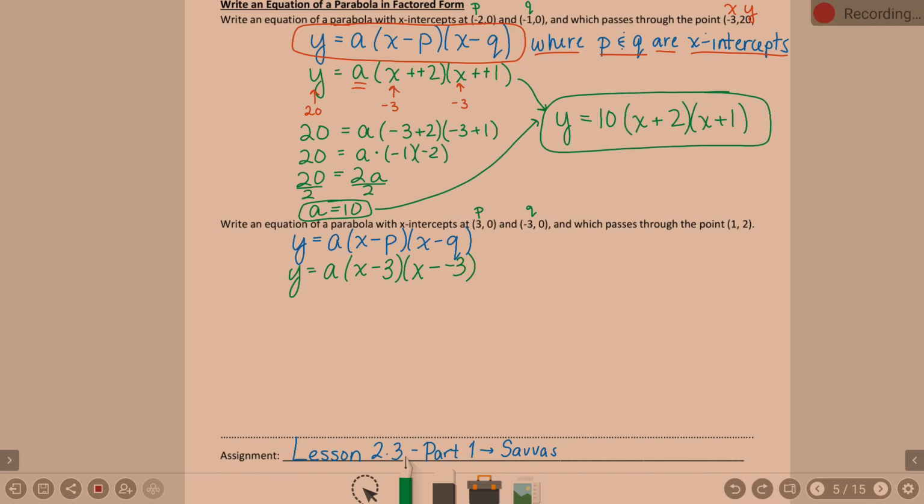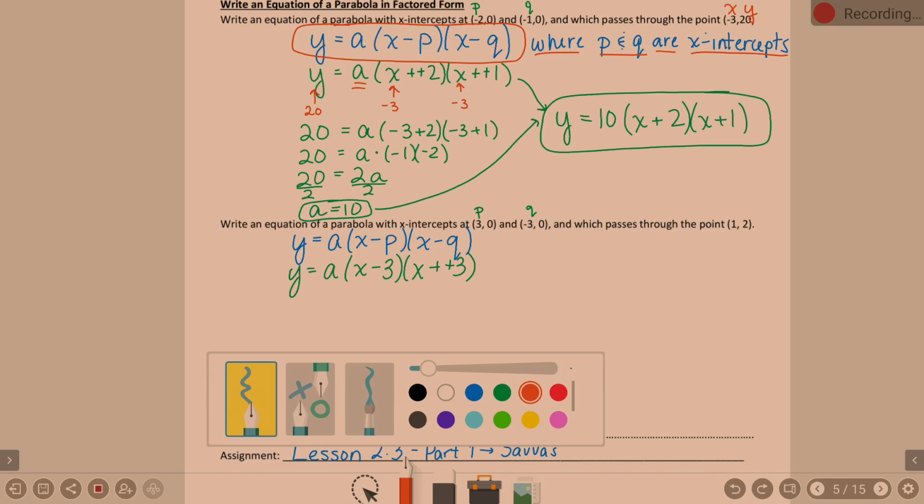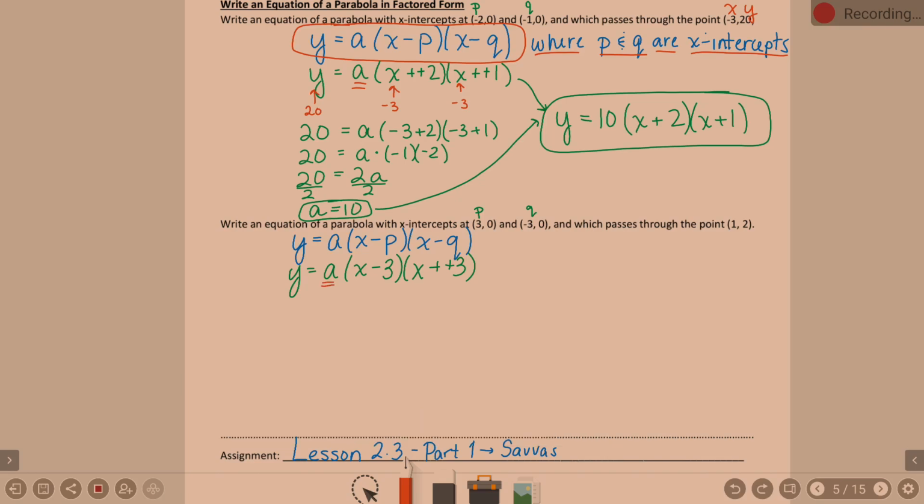But what do we know about X minus negative 3? Do I even need to do that? Am I killing you guys here? Sorry. Trying to get the little things. Okay. What do we not know yet? We need to know A. How are we going to find A? Plug in X and Y. X is 1, Y is 2. So my Y becomes a 2. My X's become 1s.